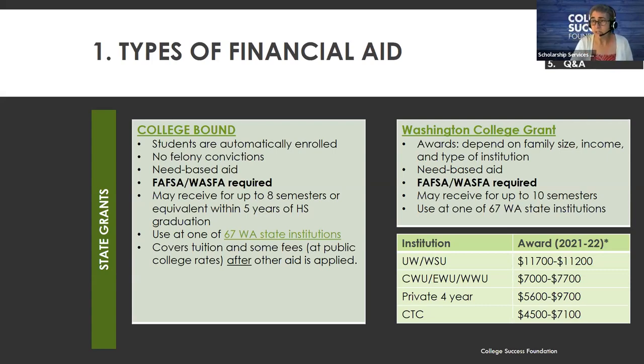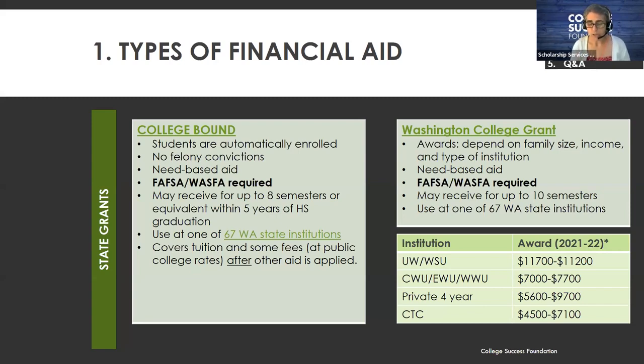So it is, again, need-based. Students have to complete their FAFSA or their WASFA in order to be considered. It may be used for up to 4 years, and students have up to 5 years post-high school graduation to use it. So a student may take a year off after they graduate high school before they use it. They will still have 4 more years to use it. It has to be used only in Washington State at one of the 67 Washington State institutions. And usually it works in tandem with the Washington College Grant.